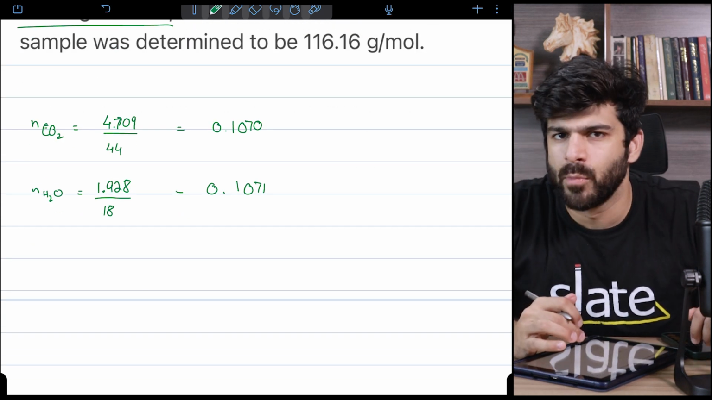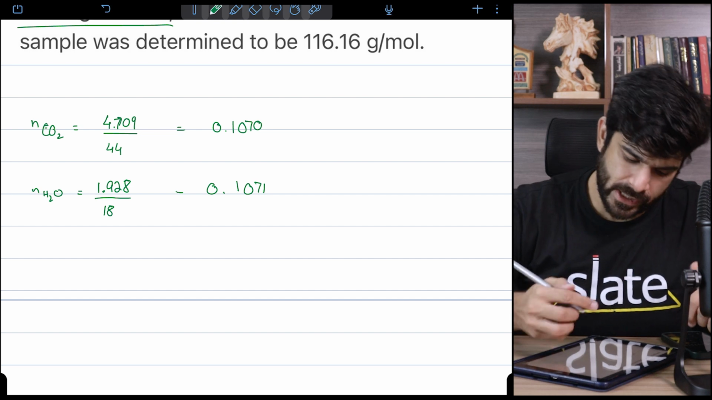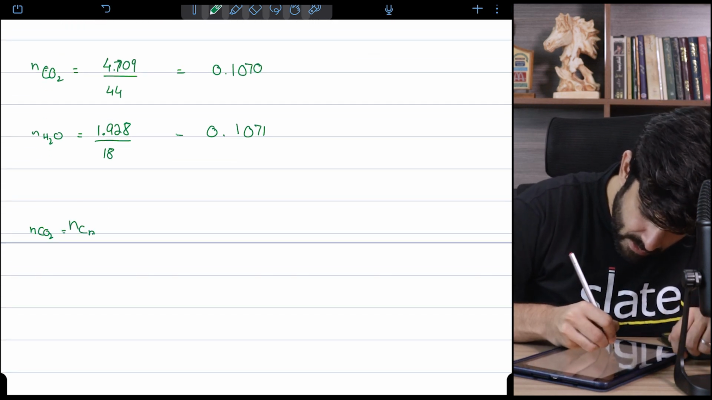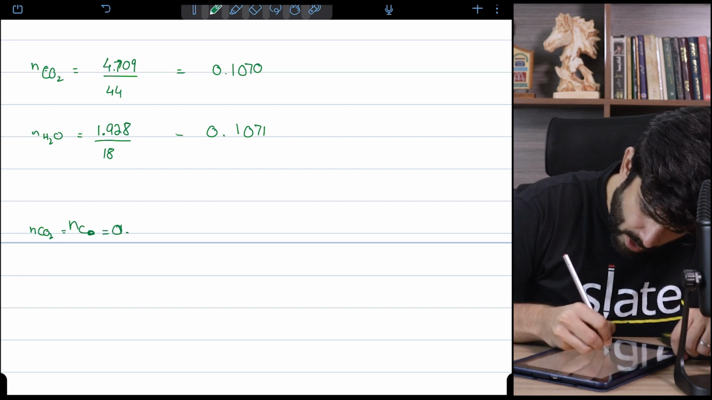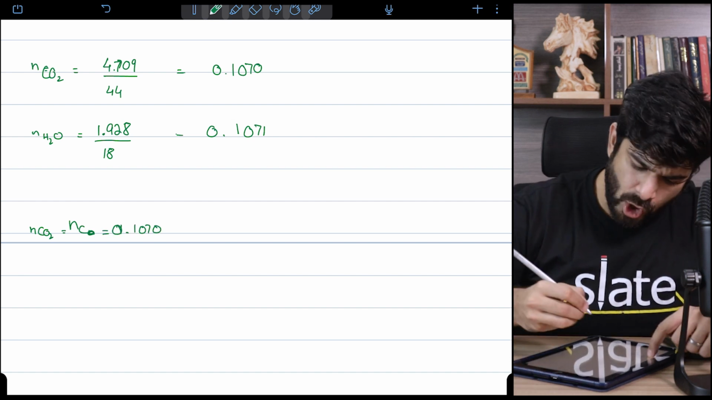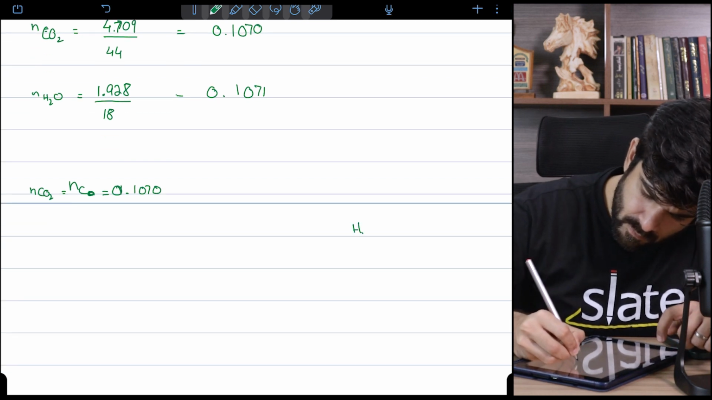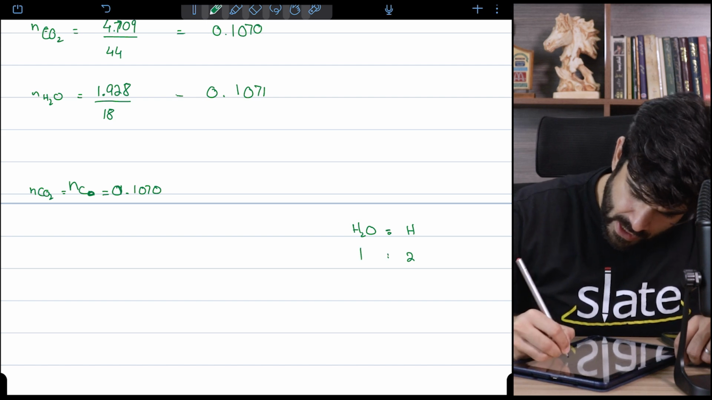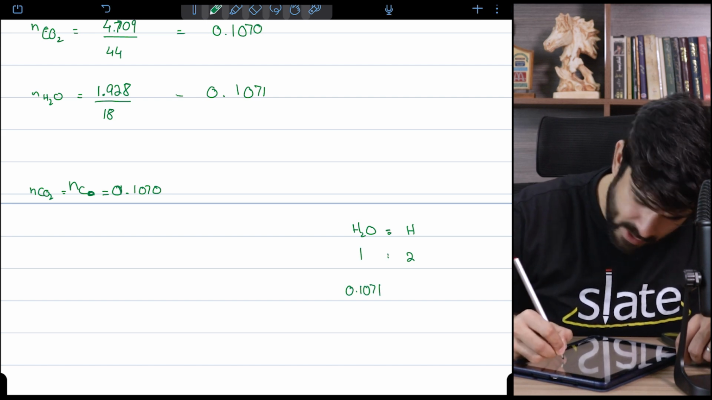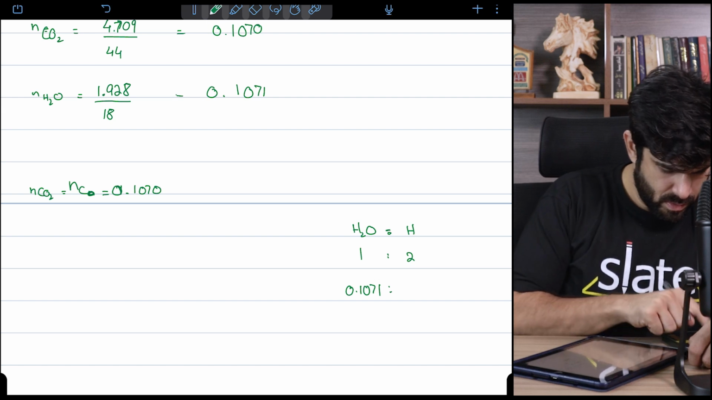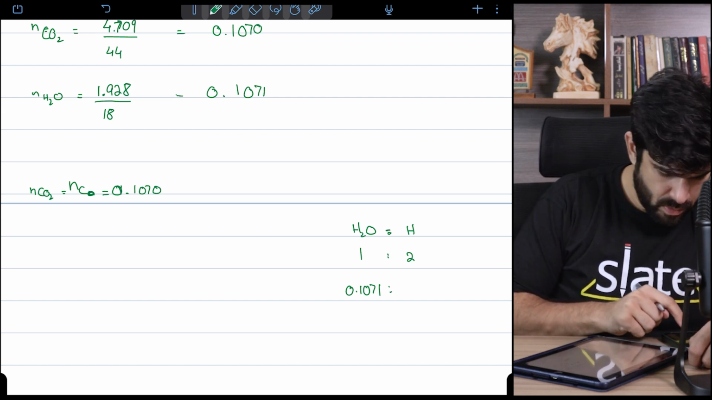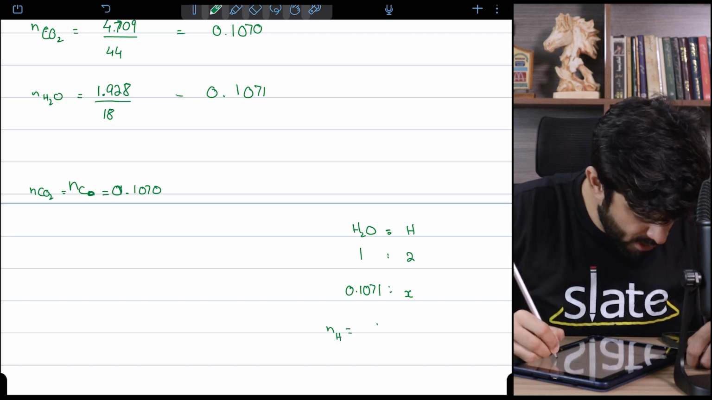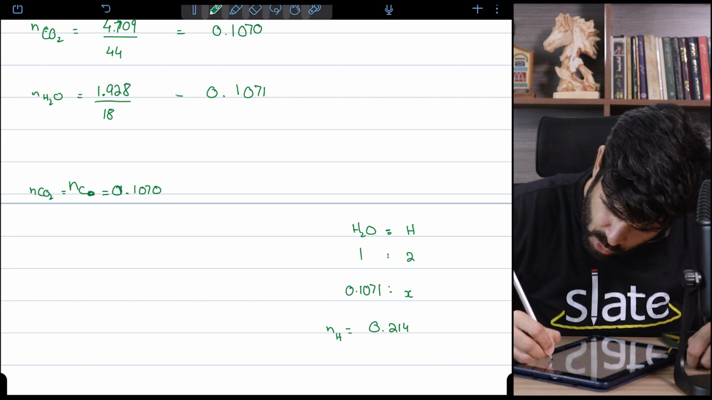Now, we need to calculate the moles of carbon and hydrogen separately. For carbon, we know moles of carbon dioxide equals the moles of carbon. Hence, 0.1070. But when we talk about the moles of water, this is 2:1. And if the moles of water are 0.1071, the moles of hydrogen are 0.2142.